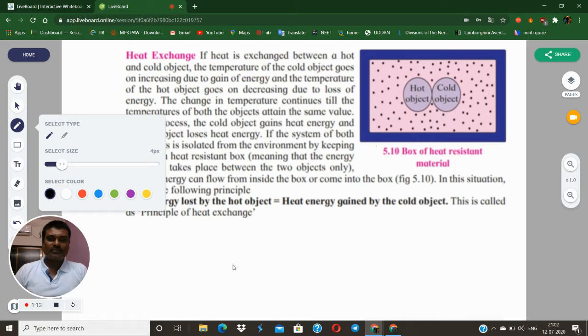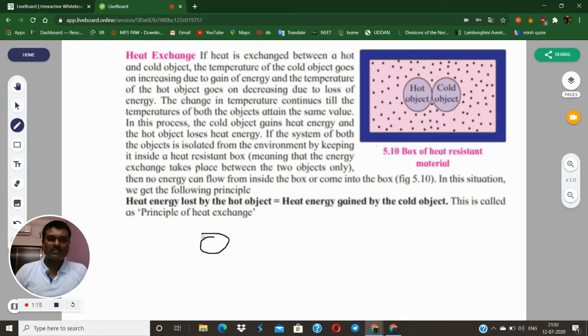Suppose I take one ball made of iron material, having 1 kg mass, but it is hot. Again I take another ball, that is ball B, having the same mass, that is 1 kg, but it is cold. These two objects I have put close to one another. What happens at that time?